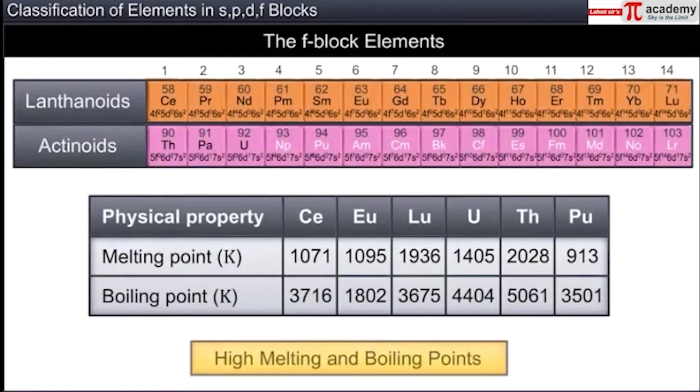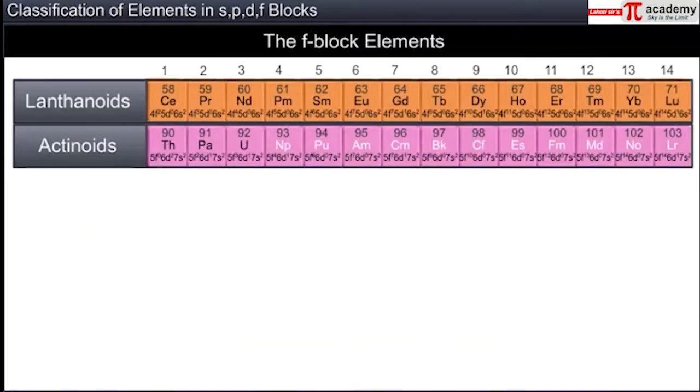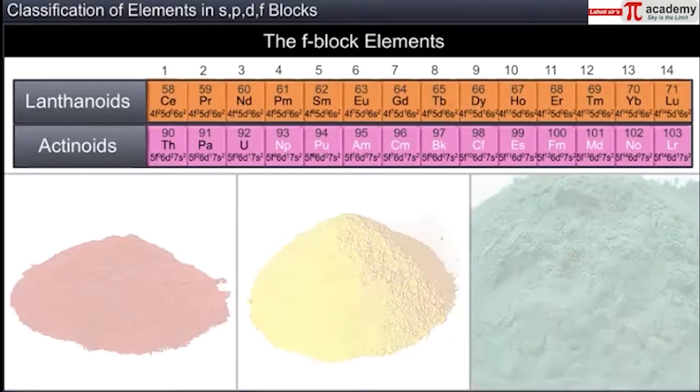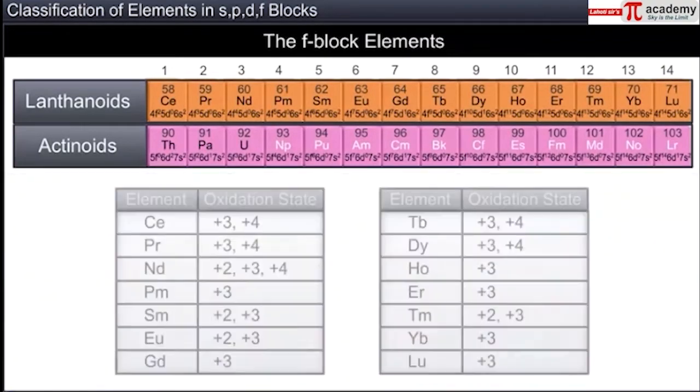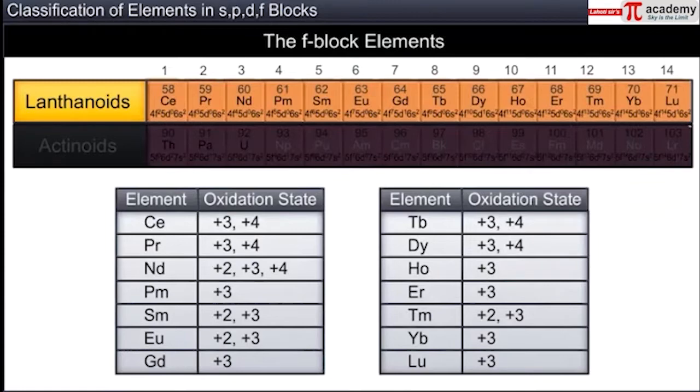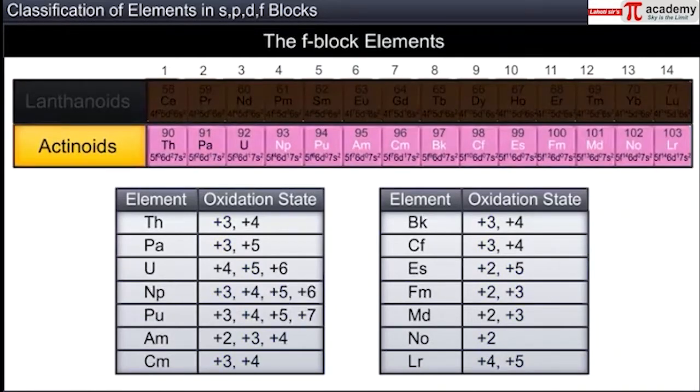They are all metals with high melting and boiling points. Like transition metals, they too form colored salts and exhibit variable oxidation states, the most common oxidation state being 3+. Actinoids can exhibit a much larger number of oxidation states as compared to lanthanoids. Therefore, they have a more complex chemistry.